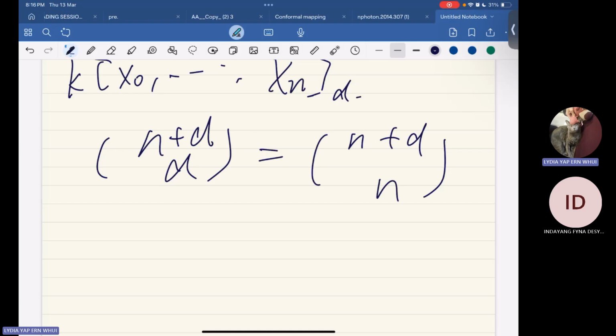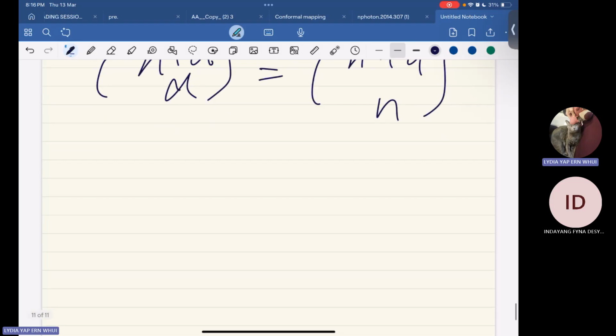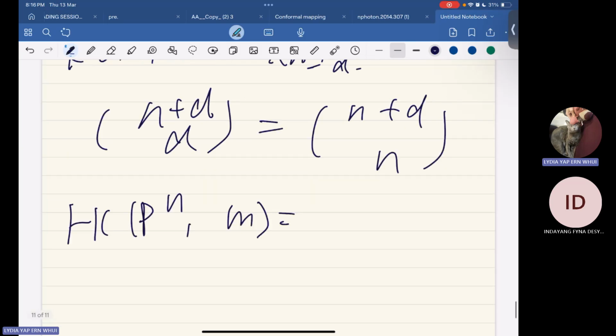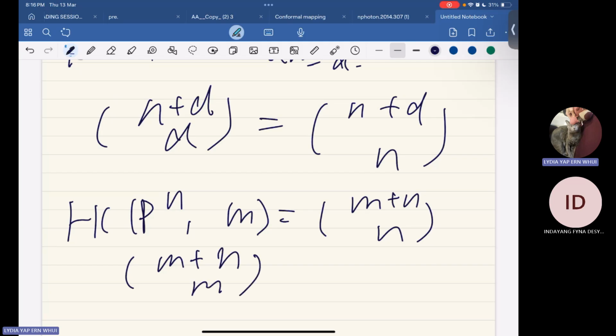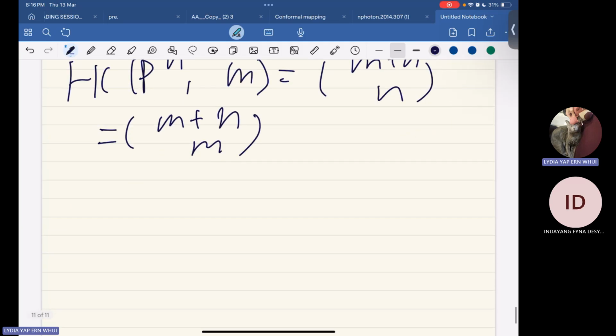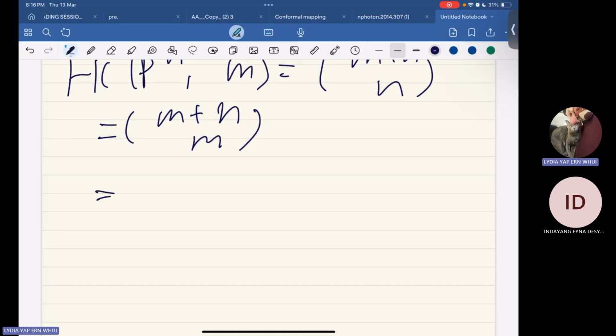Okay, and so we can conclude that H, P, and M is equal to what? We just change these things into M, right? What is the answer? So it is m plus n choose n, or maybe you can write it as m plus n choose m. This is just equal. And what is this thing equals to? If we want to, how to say this word? Expand.